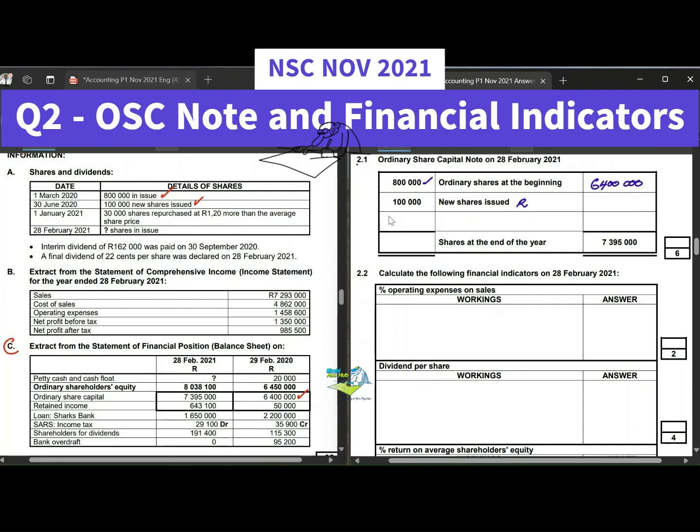30,000 shares were repurchased. So I'll come here and then I'll have my brackets and then I'll say 30,000 shares. This is shares repurchased. And we need the average price. But here we are told they are repurchased at 120 more. Other papers would say above the average price. So we know that this amount is what goes to your retained income, note number 8. So it cannot come here. I need the average price for this one. Now, we are going to get the amount here. So we will now take our calculators.